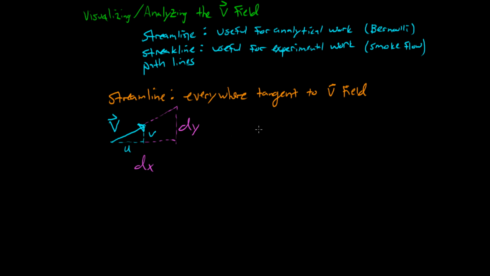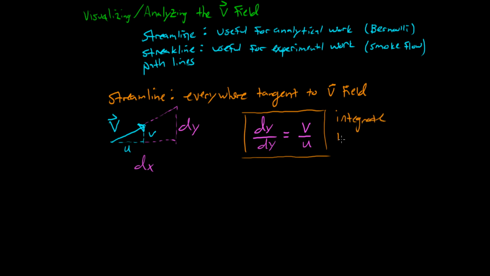In other words, we can write dy by dx, the slope of our streamline at this point, is equal to the velocity v over the velocity component u. And so this is actually the formal definition of a streamline, because what you can do with this is you can integrate it to get the equation of the streamline.